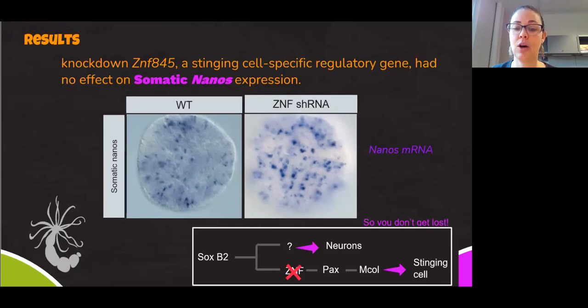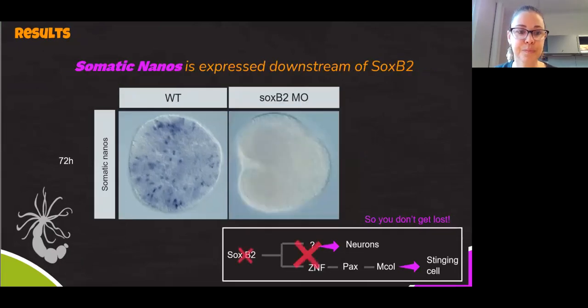So now let's go further. Let's go back one more step, and now focus on SOX-B2. When we knock down SOX-B2, we did see an effect on somatic nanos, which tells us that somatic nanos is expressed downstream of SOX-B2.